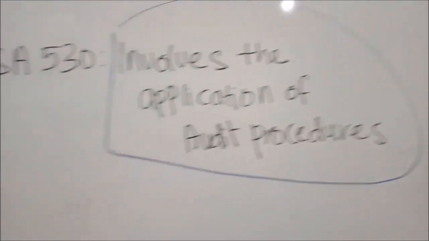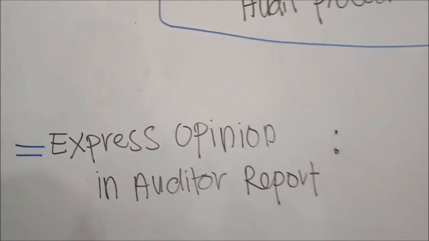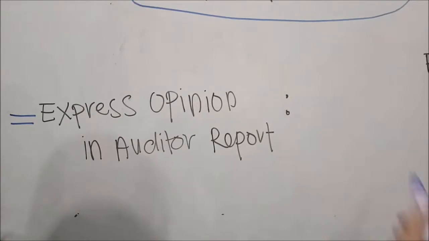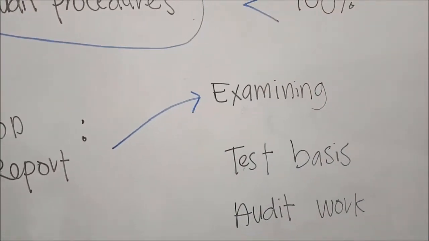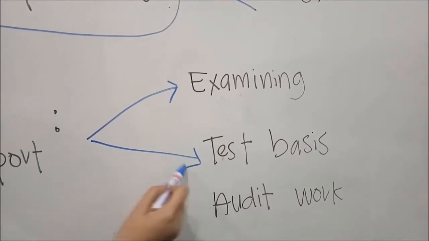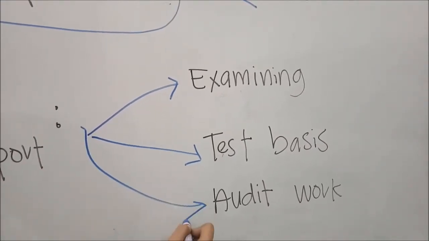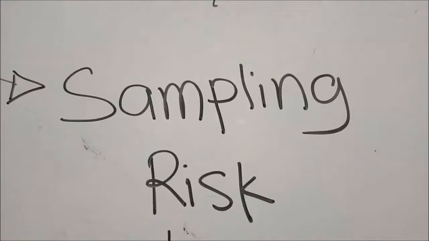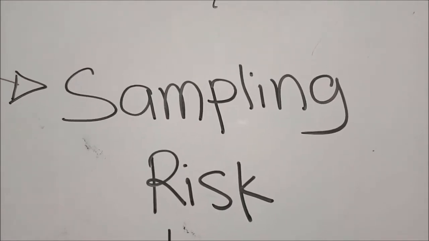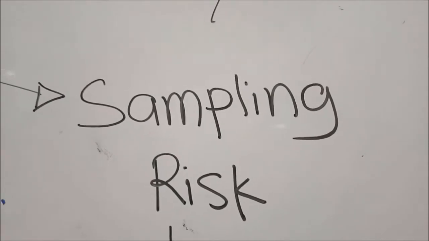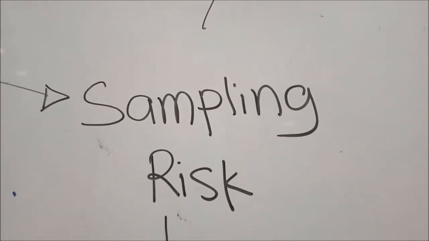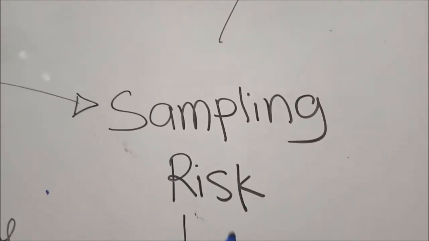Express opinion in auditor report. An audit includes examining on a test basis, which refers to the audit work carried out on a sampling basis. For the sampling risk, the auditor's conclusion based on the sample may be different from the conclusion that would be reached if a 100% examination were carried out.